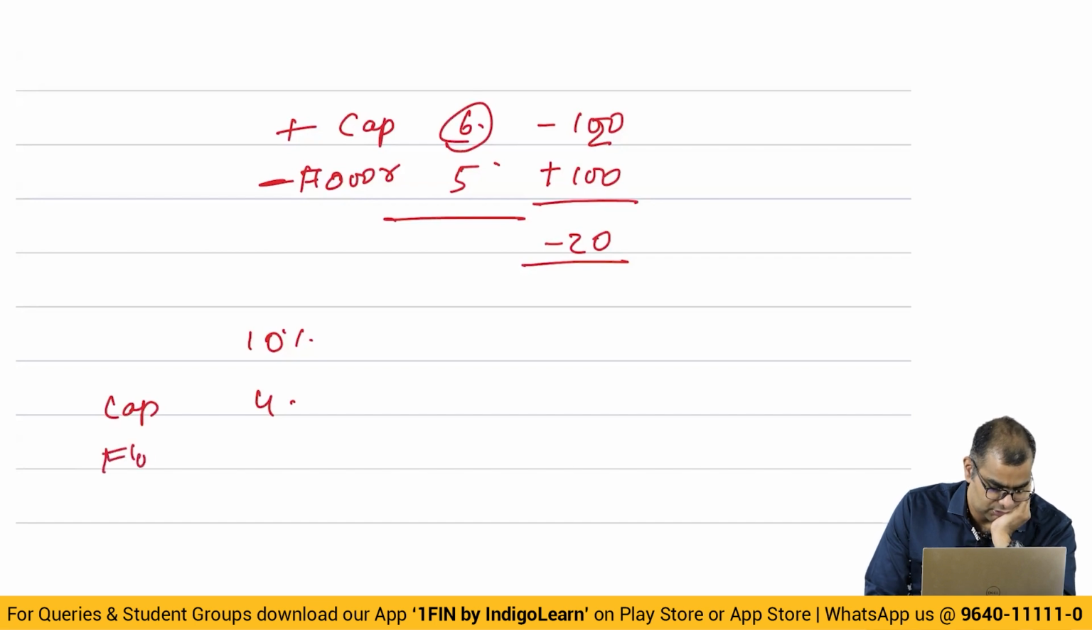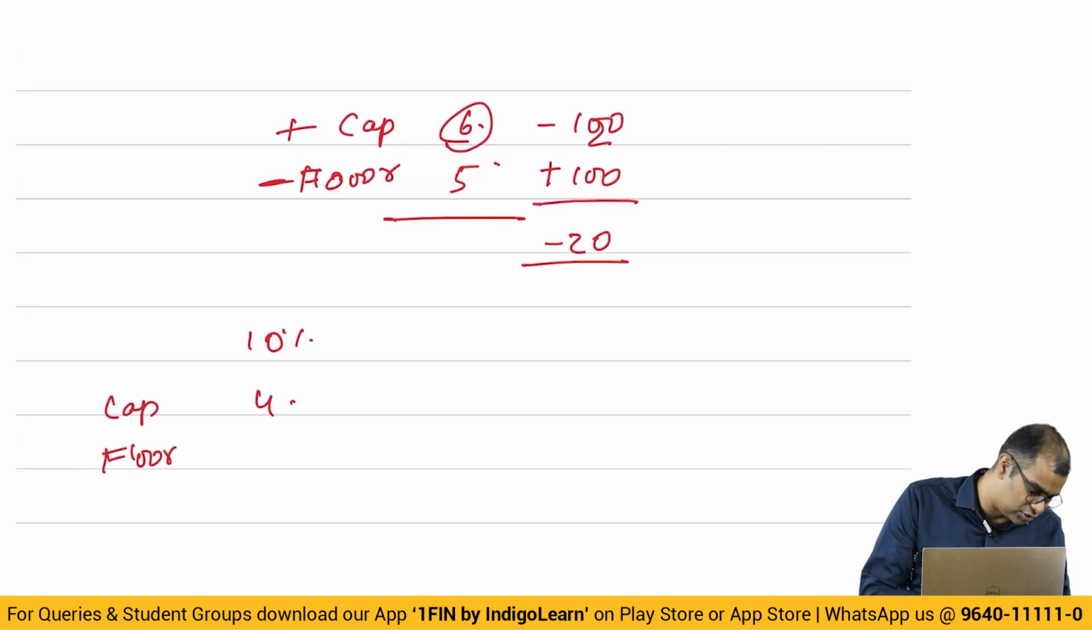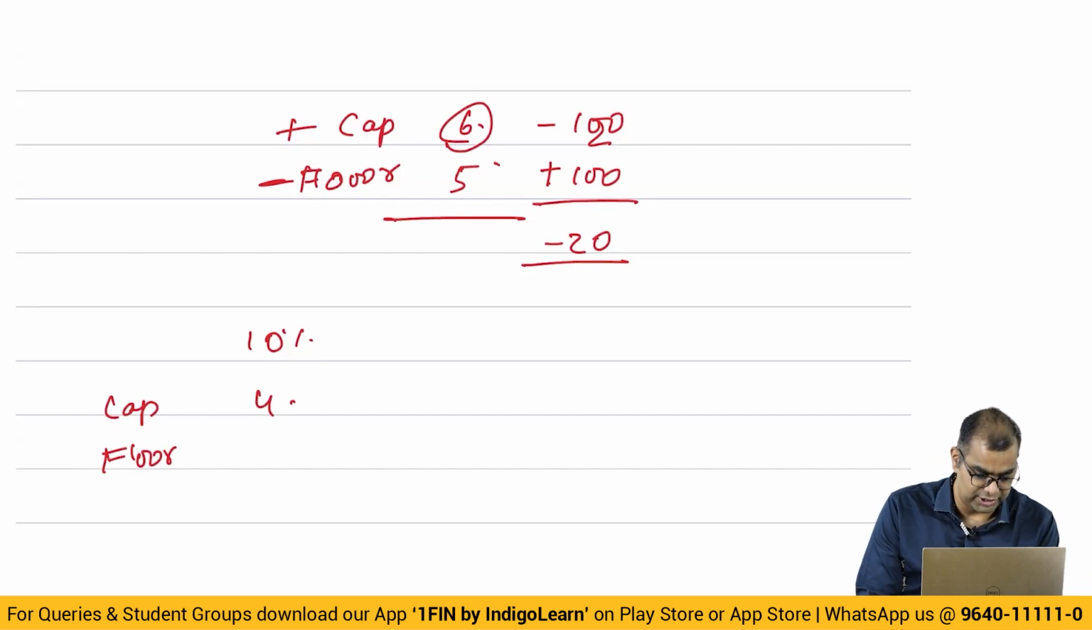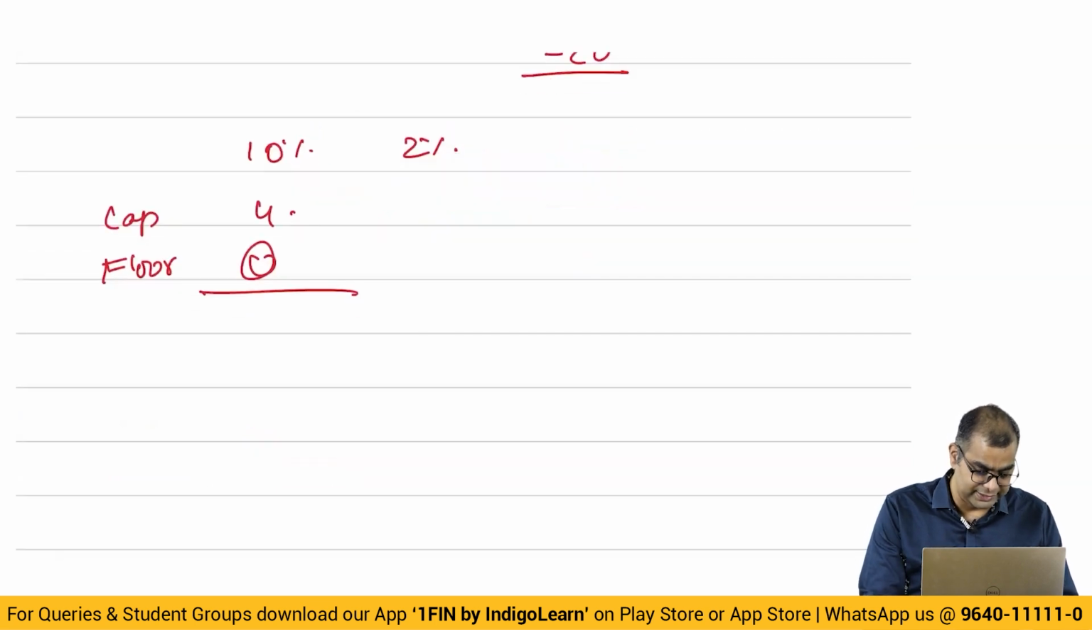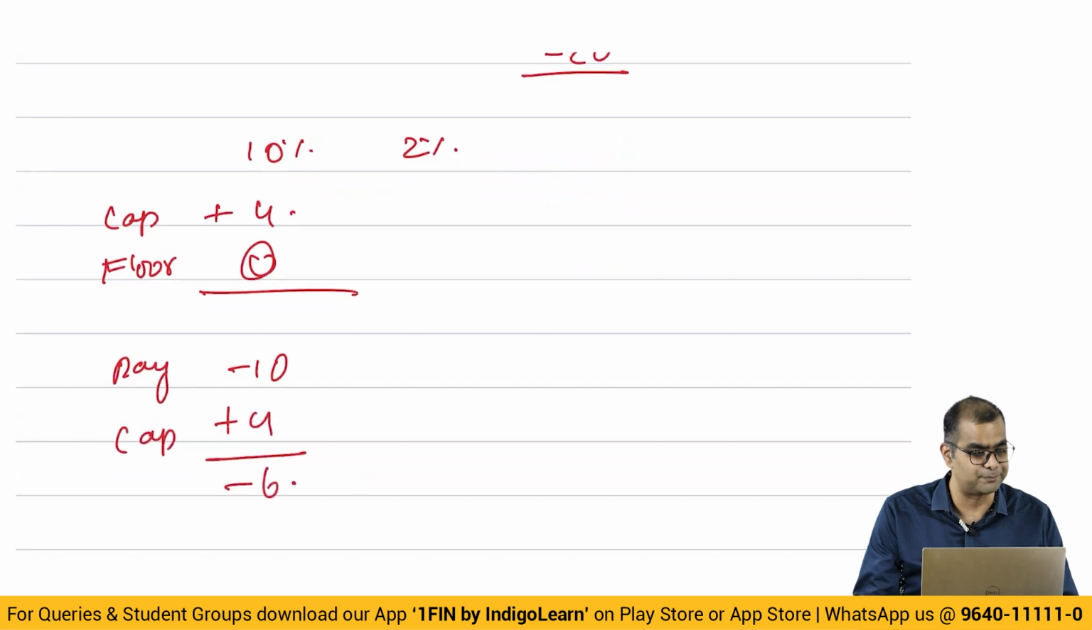On the floor, you have sold a floor, so somebody needs to be compensated if the market interest rate goes down. But the market interest rate has not gone down; it has only gone up. So if it has gone up, the floor payoff is 0. The amount you have to pay to somebody on the floor is 0. In this case, you will pay 10 to your lender, you will receive 4 from the cap, and your net interest cost is 6.